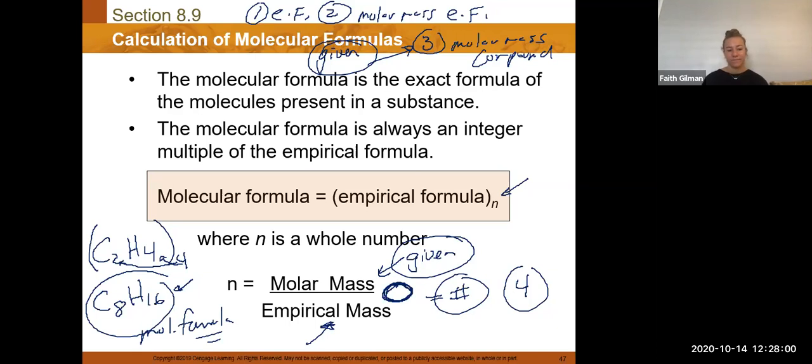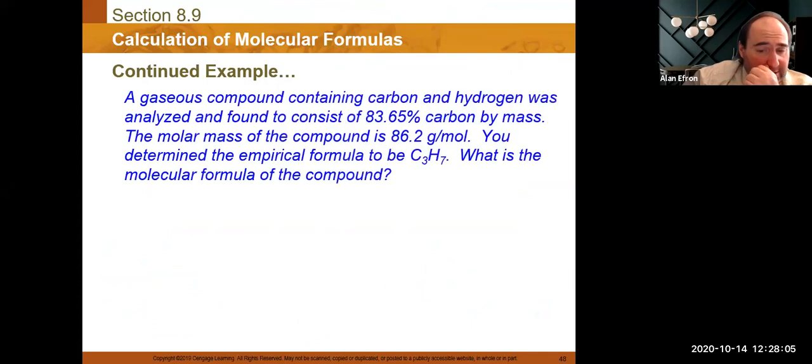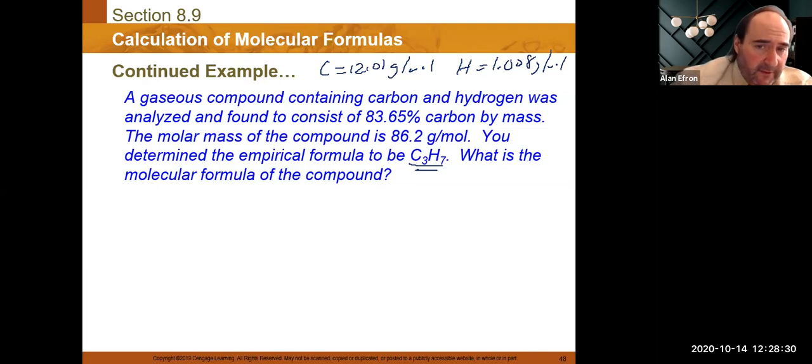Other questions? So why don't we try one? This is the one we did earlier where we figured out the empirical formula. At this point, why don't you figure out what the molecular formula would be? It's the same empirical formula example we did earlier, and that was the empirical formula from earlier. And a reminder, carbon is 12.01 and hydrogen is 1.008. All right, take a minute or two and figure out what the molecular formula would be.